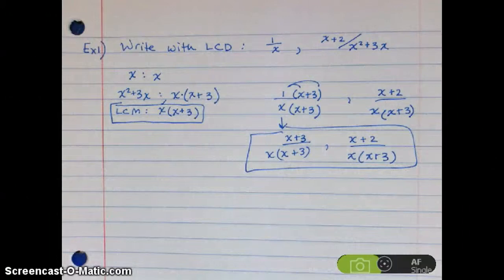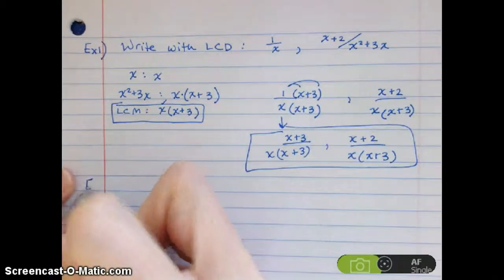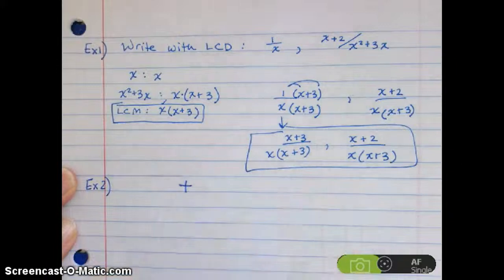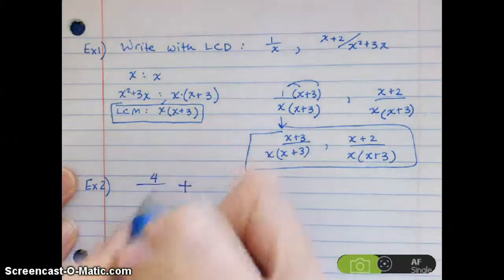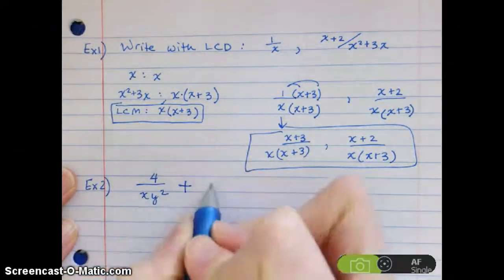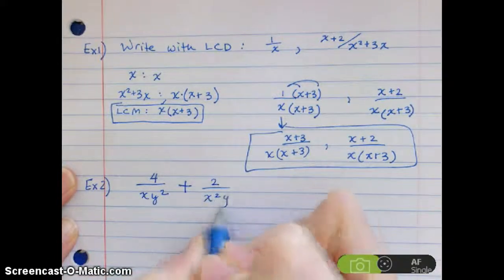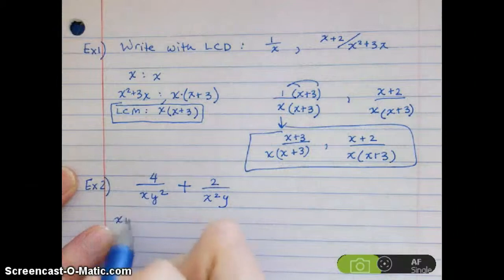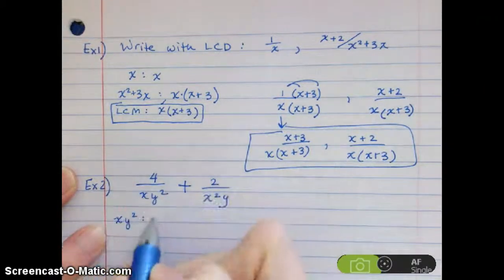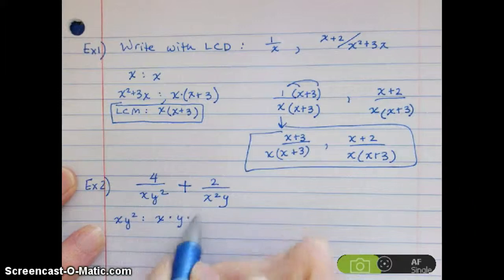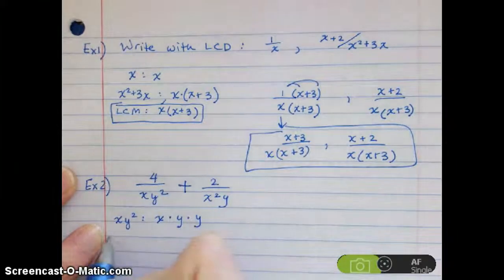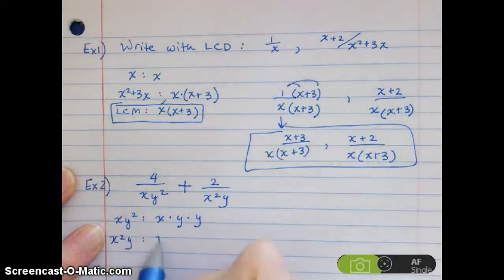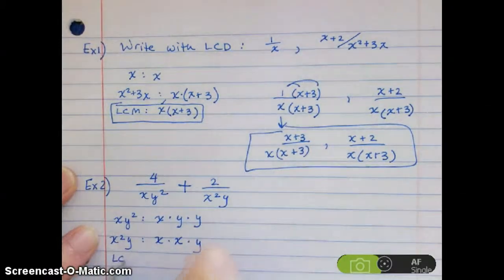Example 2, we're going to add 4 over xy squared plus 2 over x squared y. Before I can add fractions, I need an LCD. The factors of xy squared are x times y times y, and the factors of x squared y are x times x times y. Now I create my LCM. I need to include every factor, but no extra copies.